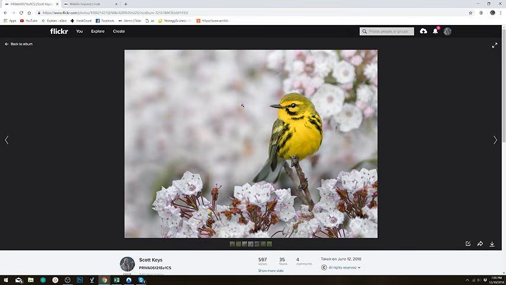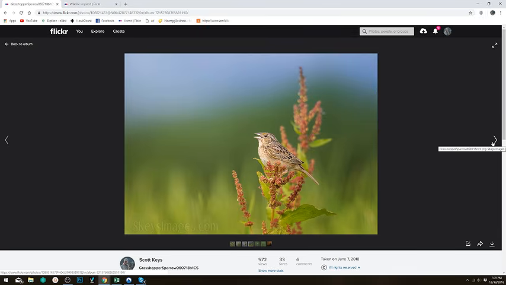But some of these blossoming flowers add a lot of interest. All right, let's go. This is another series that I did. And again, it was noticing a trend in where these birds were perching.